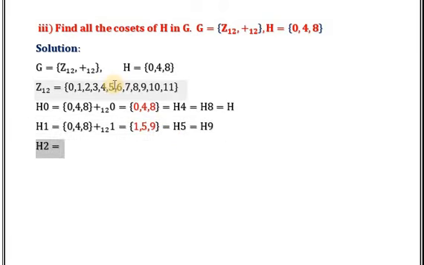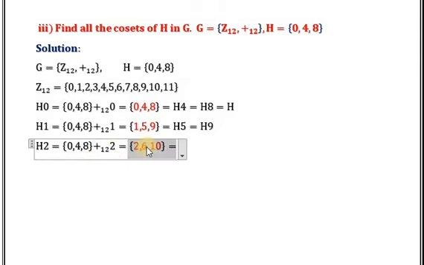Then go to the next element, 2. When you operate H with 2 under modular addition 12, we get {2, 6, 10}. Then operating with 6: 6 plus 0 is 6, 6 plus 4 is 10, 10 plus 8 is 18, and 18 minus 12 is 6. Wait, the set is also {2, 6, 10}. Next, H10 will also give the same set.